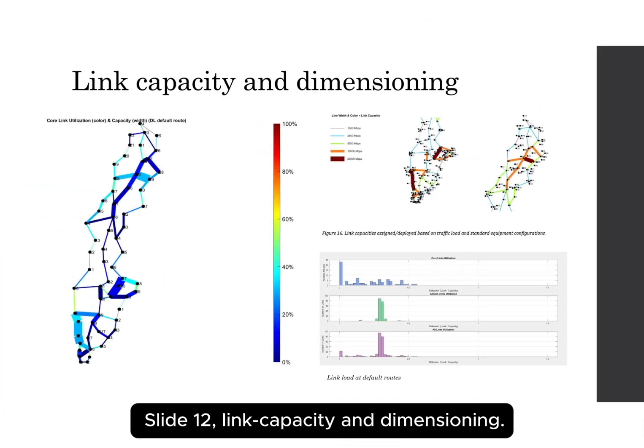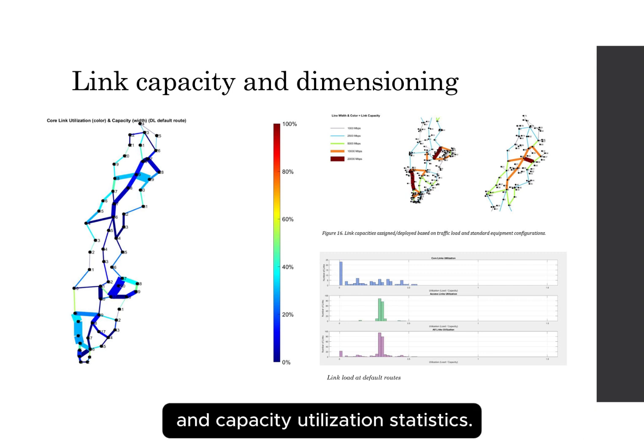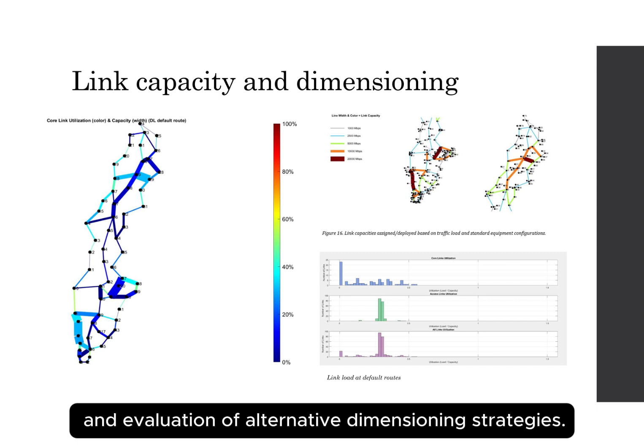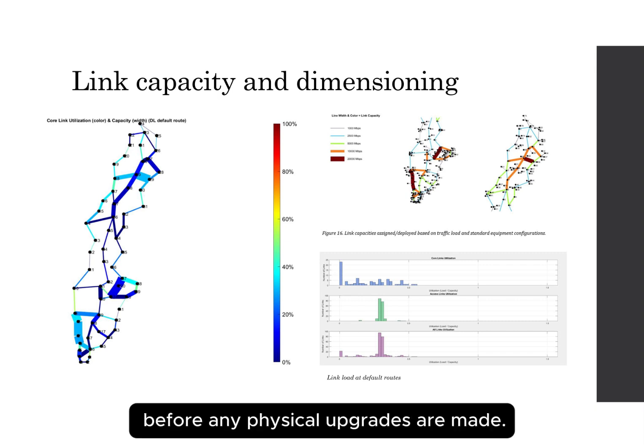Slide 12. Link capacity and dimensioning. Using the analytical results, NETAN produces link load maps and capacity utilization statistics. This allows identification of hotspots in the network and evaluation of alternative dimensioning strategies. The same framework can be used to test future traffic growth scenarios before any physical upgrades are made.